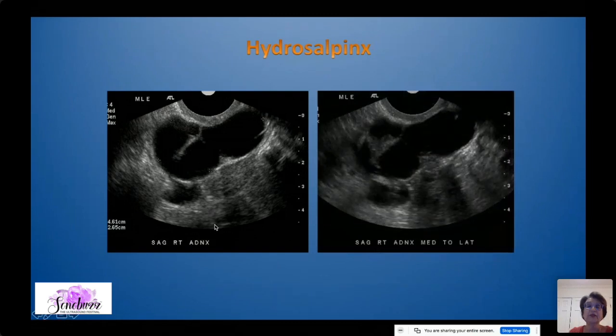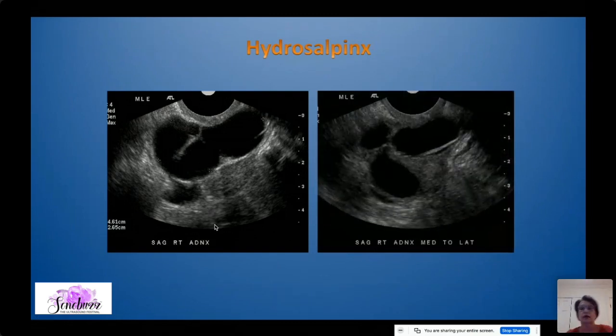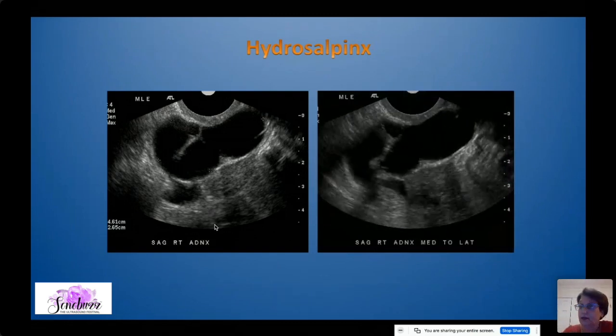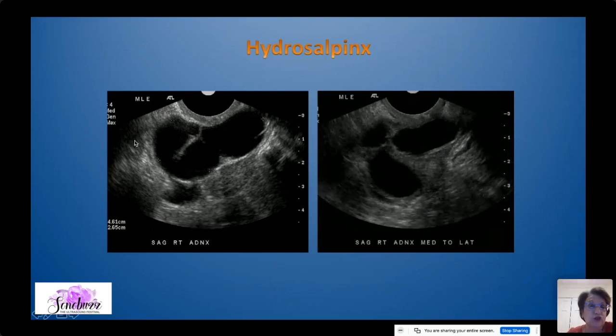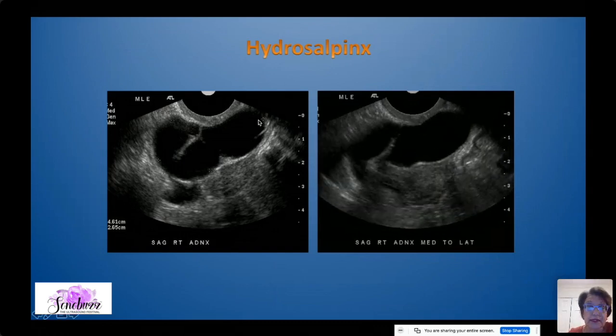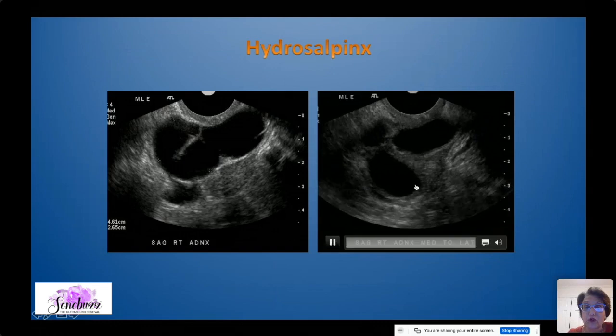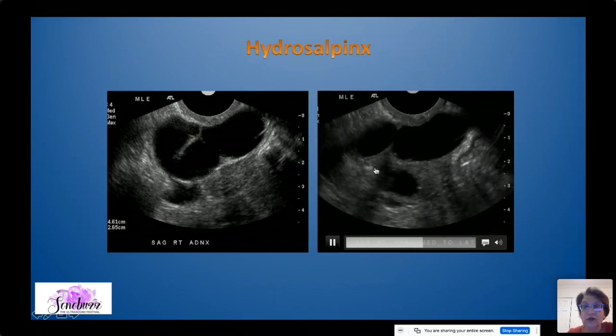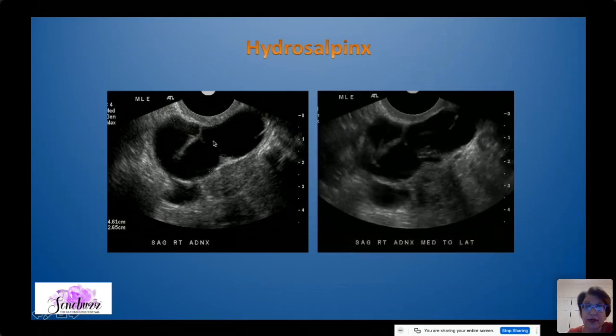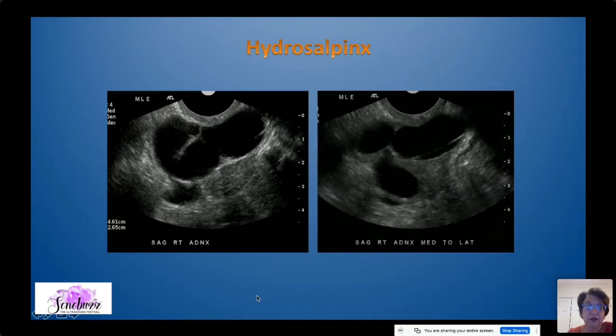Now, another lesion we can comfortably diagnose is a hydrosalpinx by its tubular appearance. And when you look at it on cross-section, you can see the thickened fimbriae. So that's an easy diagnosis to make.